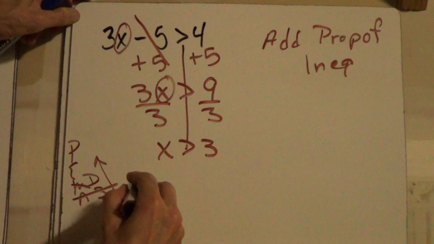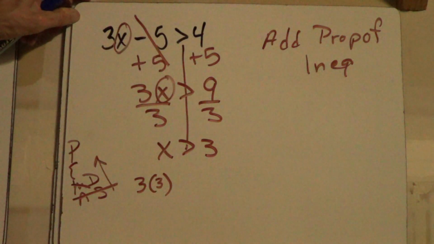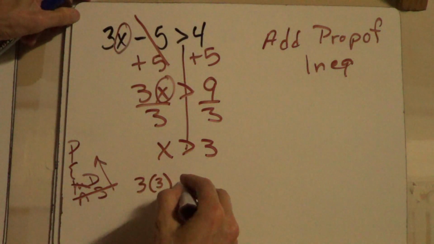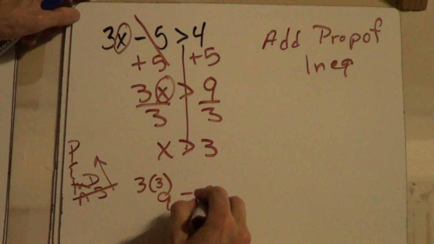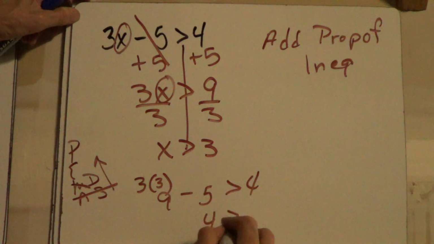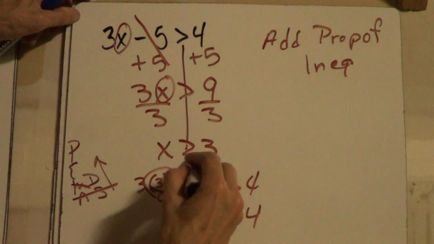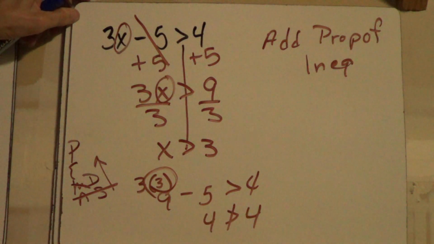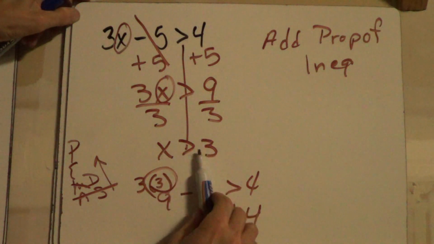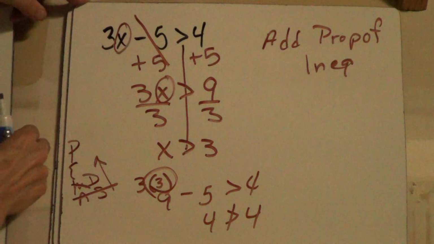And I paused for a minute. I thought that I had done something wrong. I thought that I left out the equality sign. But 3 times 3 is 9, minus 5 is not greater than 4. So 3 is not a part of the solution. That's why there's no equality sign underneath it. You would have to choose a number bigger than 3 for this to work out and be true. Okay?